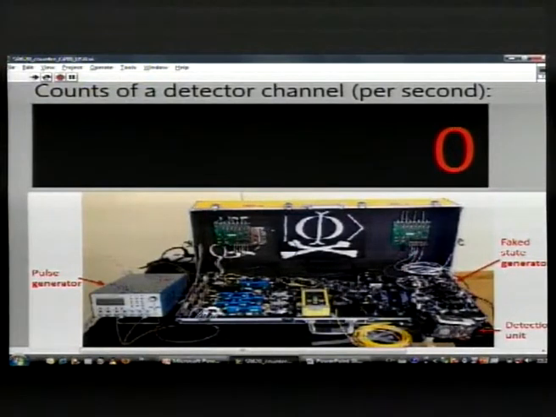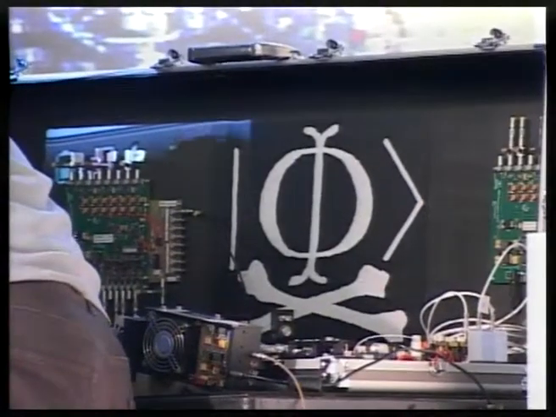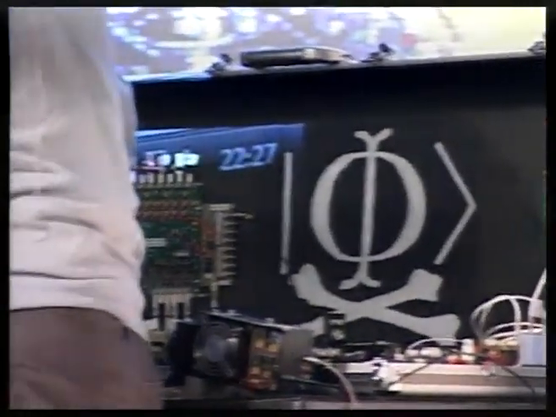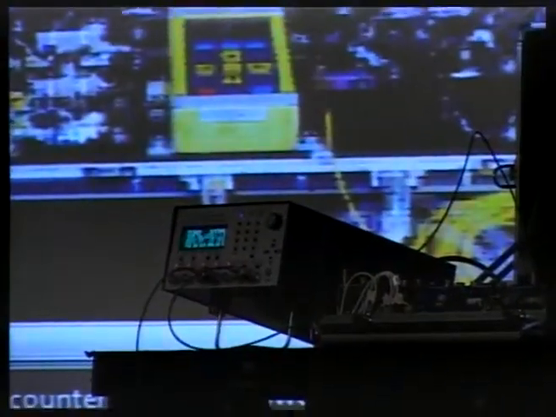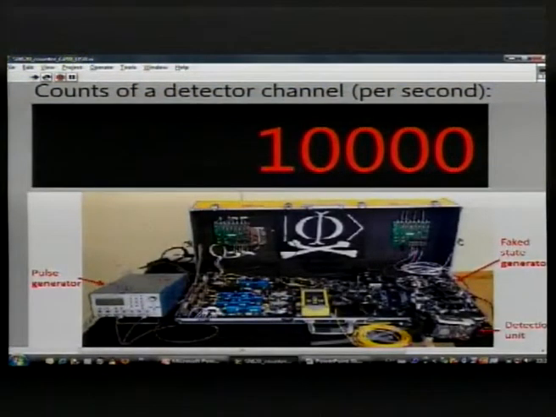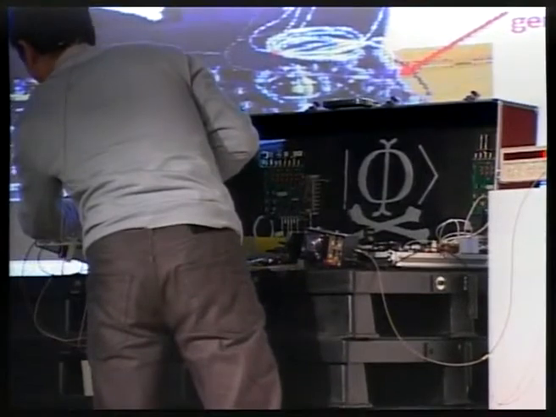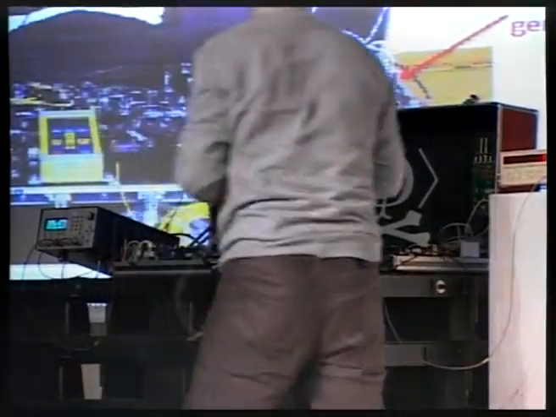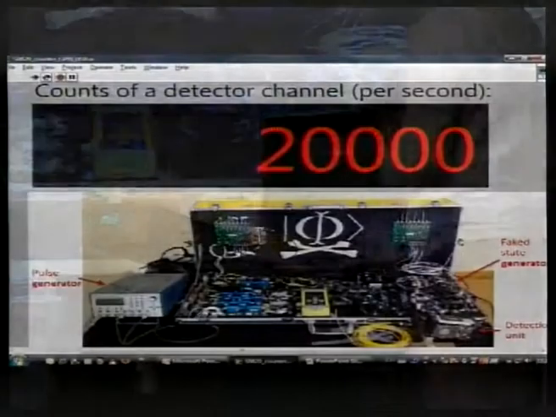So then, when I introduce the optical pulse, this is 10,000 optical pulses per second. You can see the detector responds at the same count rate, and even if I increase the optical pulse rate to 20,000, it will change at the same rate.